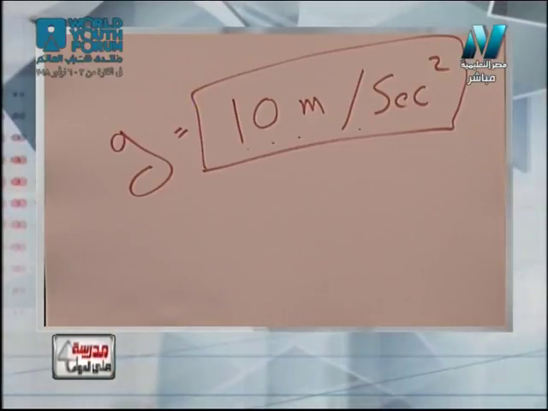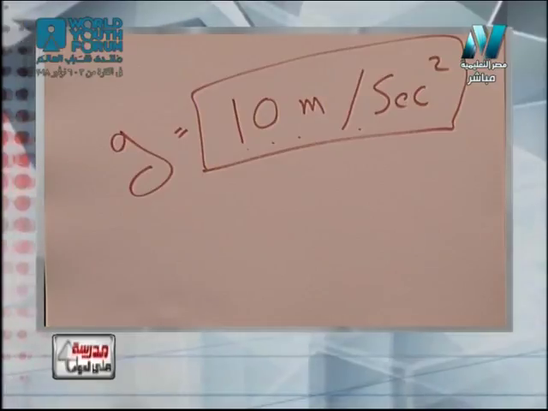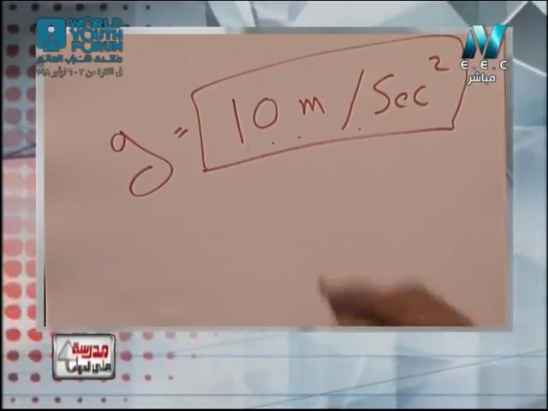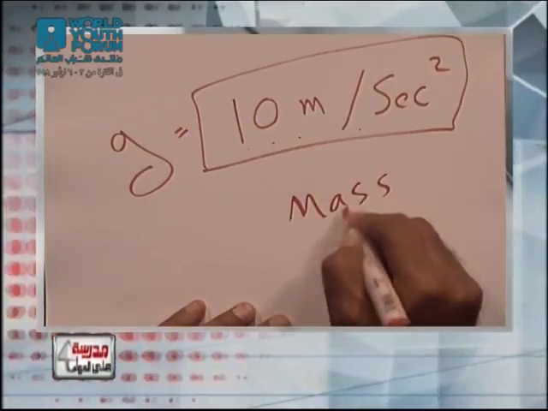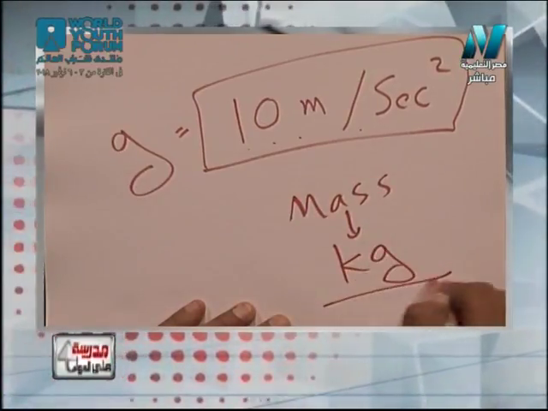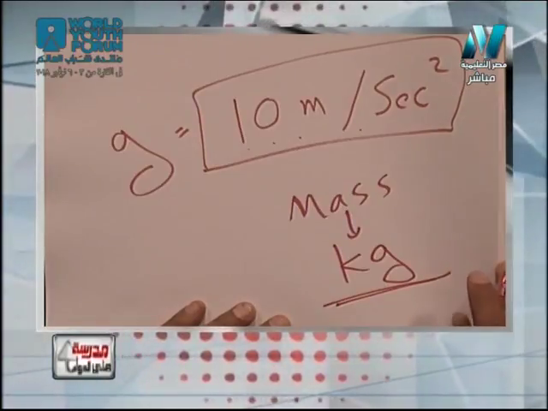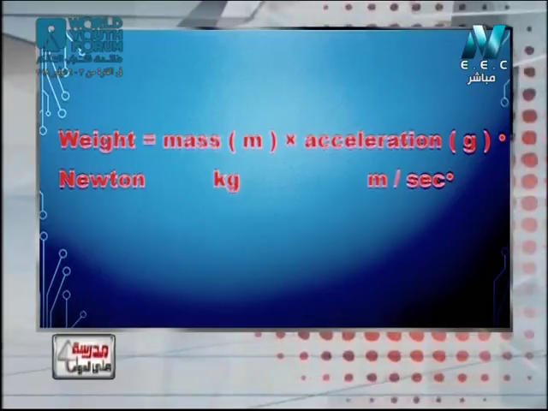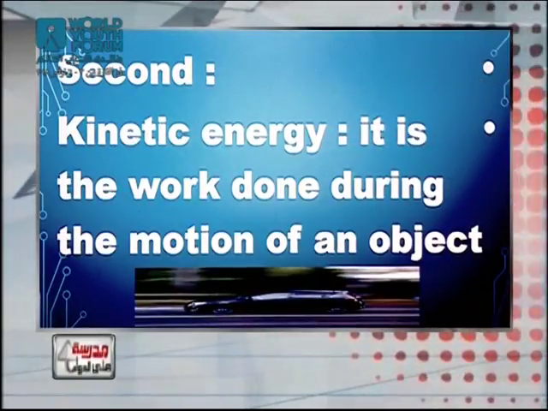Note again on the monitor, please. Weight in Newton. Mass must be in kilogram. Mass here must be in kilogram, not in gram. If you find it in gram, you must convert it into kilogram. Okay.